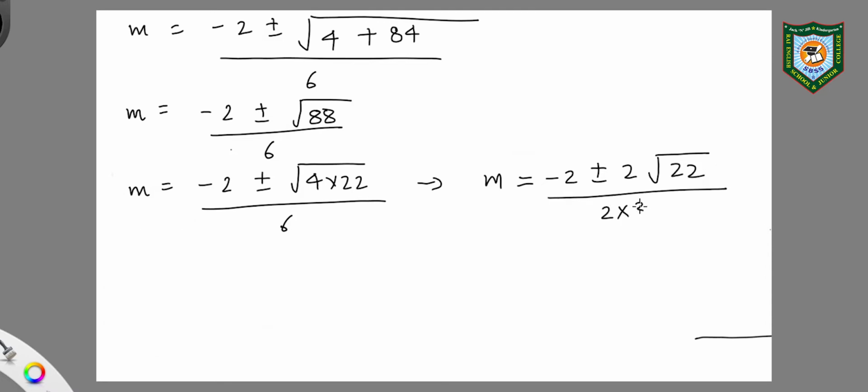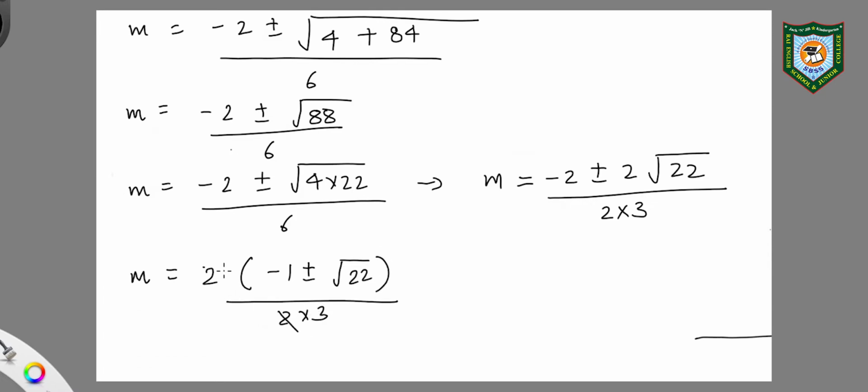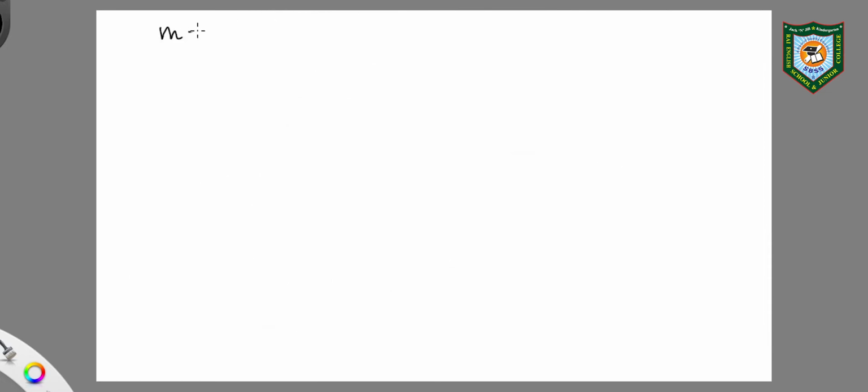as 2 into 3. So that means I have 2 common in the numerator and I have 2 in the denominator. So I can simply cancel 2 out. So m is equal to 2 common. I have minus 1 plus minus under root 22 divided by 2 into 3. 2 and 2 cancel out. So I am left with m is equal to minus 1 plus minus under root 22 divided by 3. So this is my solution for this particular question.